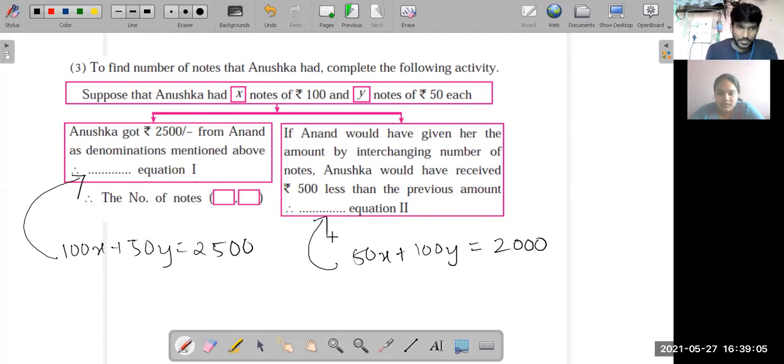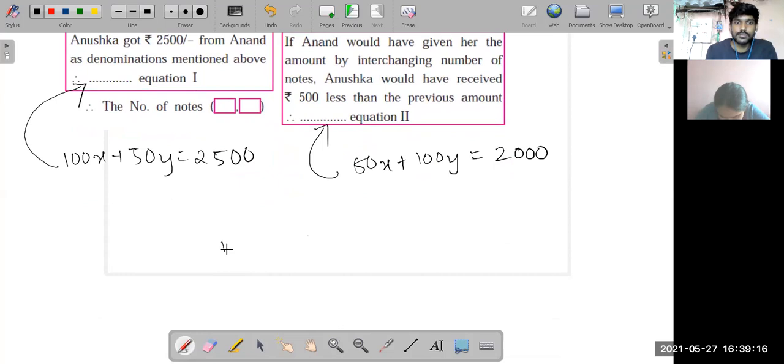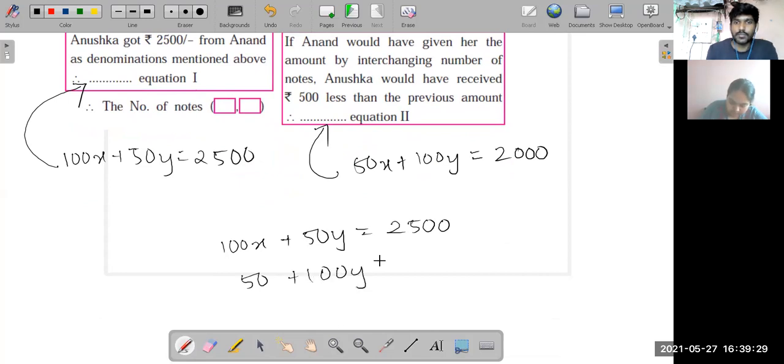Okay, do we have to solve it further? Yes, you have to solve it, because see, they have asked the number of notes also. So here, what technique will you use to solve? Cramer's rule will be too lengthy. Simultaneous equation also lengthy. So if you note one thing, see here 100x, 100y, 50x, 50y. So what will you do?